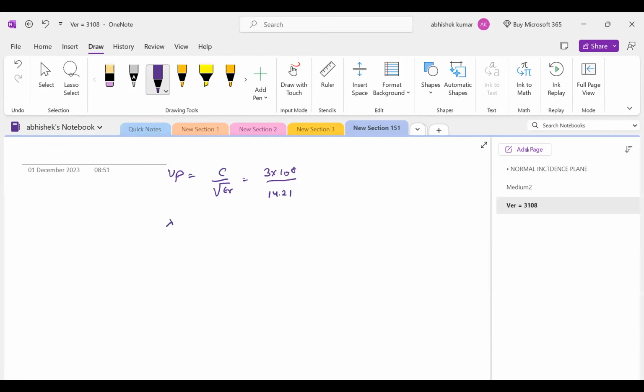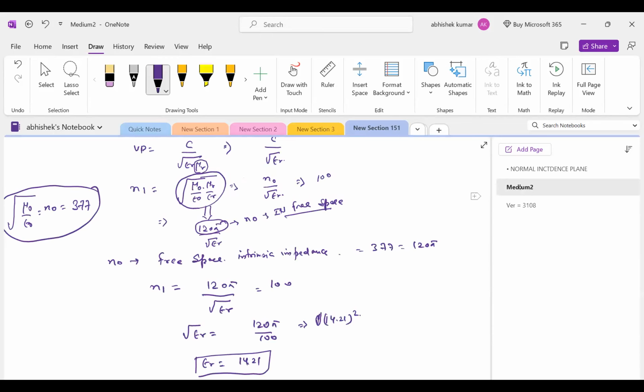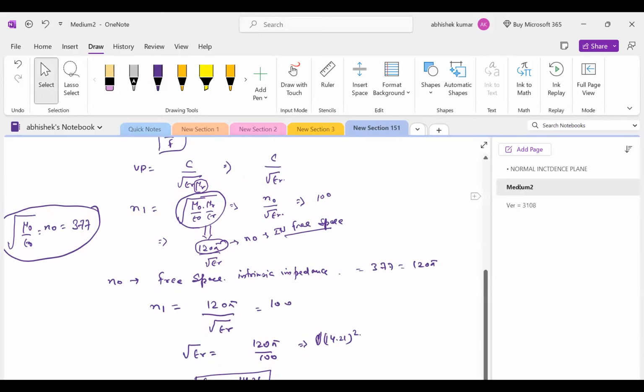Wait, go back to the previous page for a second. Is it just epsilon r? Because mu r is also in there. Just now I told you that if nothing is given, then we are taking every medium as a non-magnetic medium. If mu r is not given, we always take it as a non-magnetic medium. What does that mean?